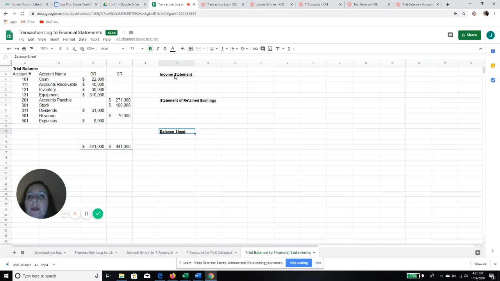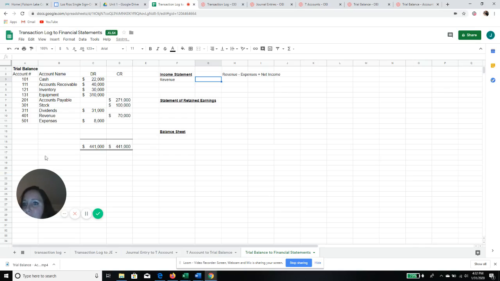We're going to do these in a very specific order because we're going to use information from the income statement to create the statement of retained earnings and information from the statement of retained earnings to create the balance sheet. All right, let's start. Our income statement is revenue minus expenses equals net income.